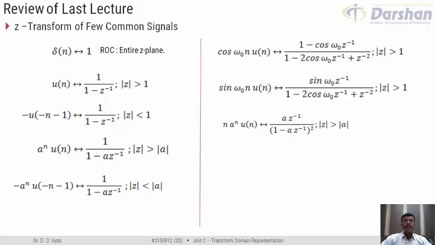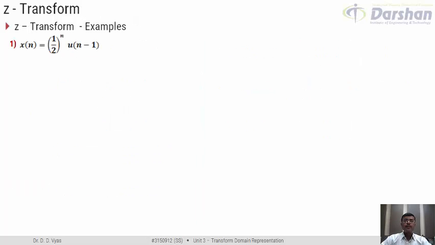In line with this, let us discuss a few more examples of calculating Z transform for different discrete time signals in this online session. Let us start with a signal x of n is equal to 1 by 2 raised to power n u of n minus 1. This signal primarily reminds us of a standard Z transform pair like a raised to power n u of n equal to 1 upon 1 minus a z inverse.